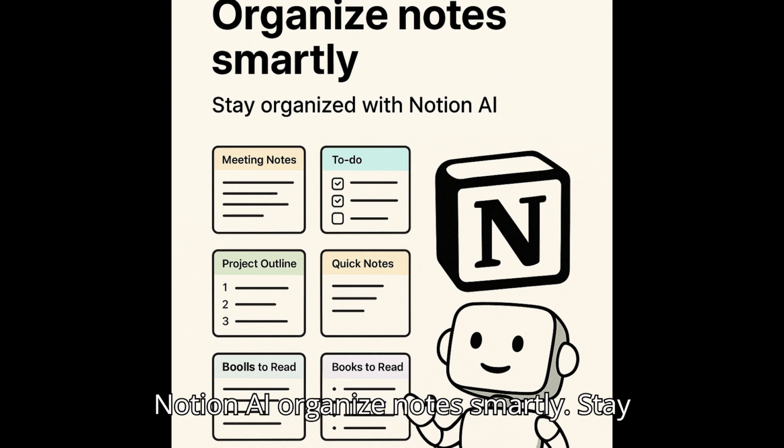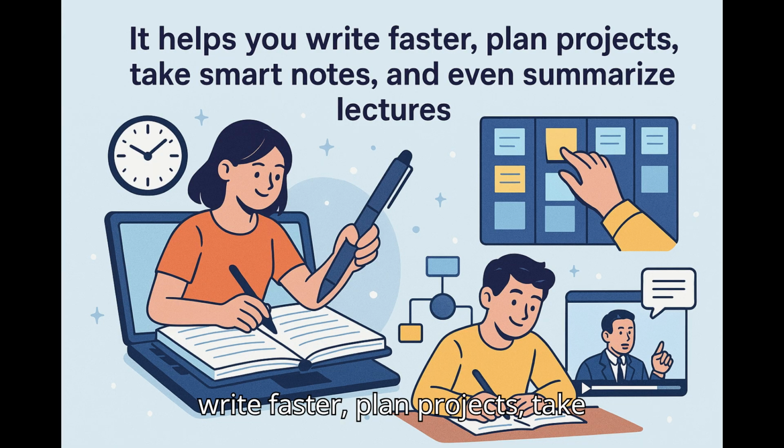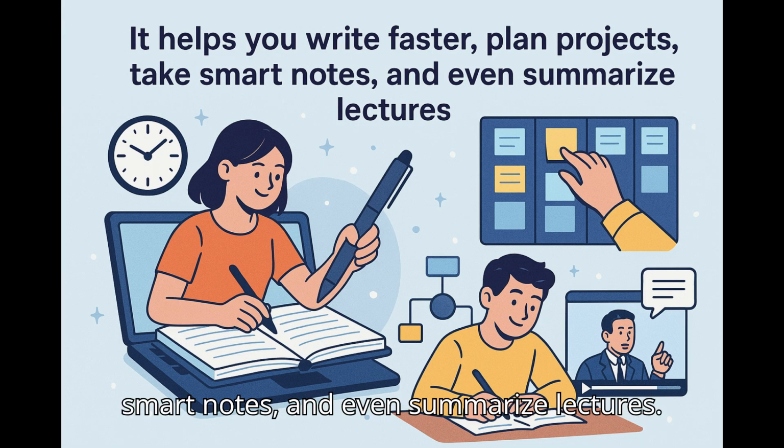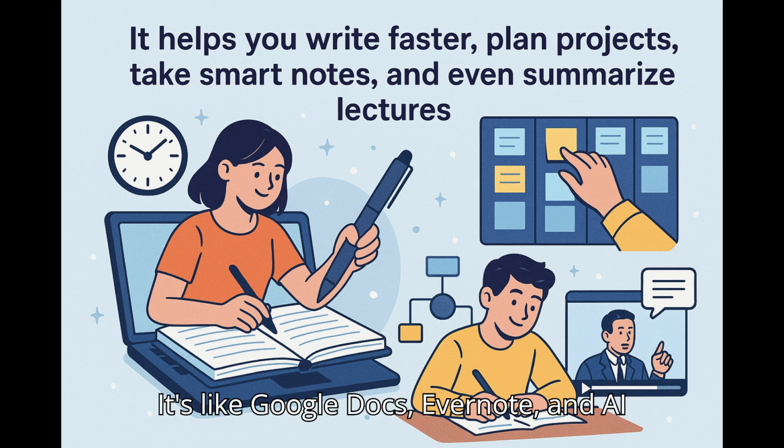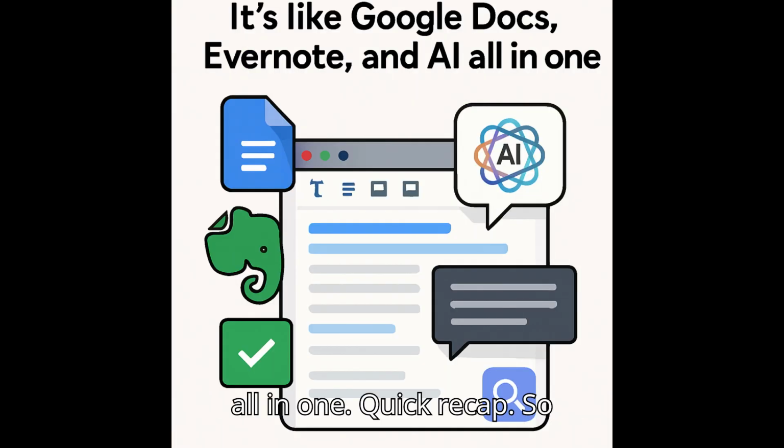6. Notion AI, organize notes smartly. Stay organized with Notion AI. It helps you write faster, plan projects, take smart notes, and even summarize lectures. It's like Google Docs, Evernote, and AI all in one.